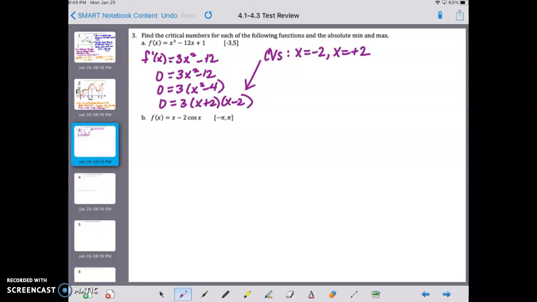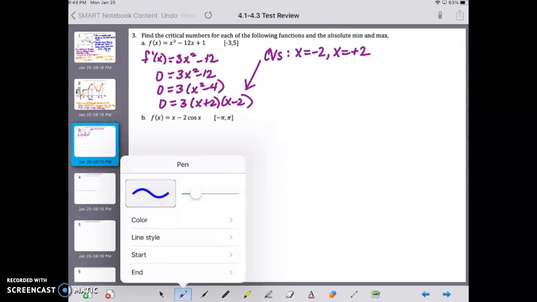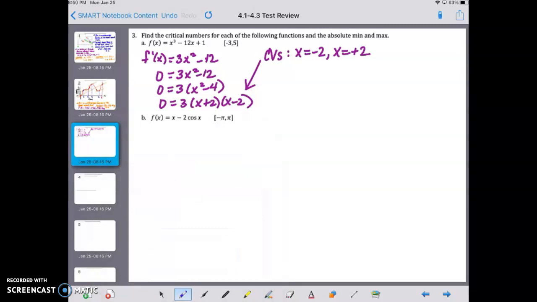So again, this method is referred to as the closed interval method. So I need to check f of negative 3, that is an endpoint, f of negative 2, f of positive 2, and f of positive 5. Okay, and again, positive 5 is my other endpoint. I'm marking those with asterisks. So then I'm just plugging these values into f of x.